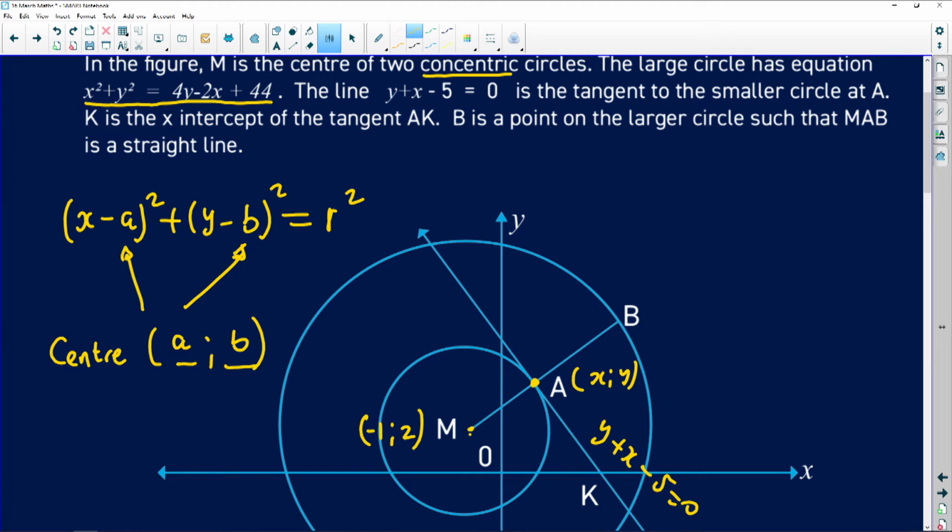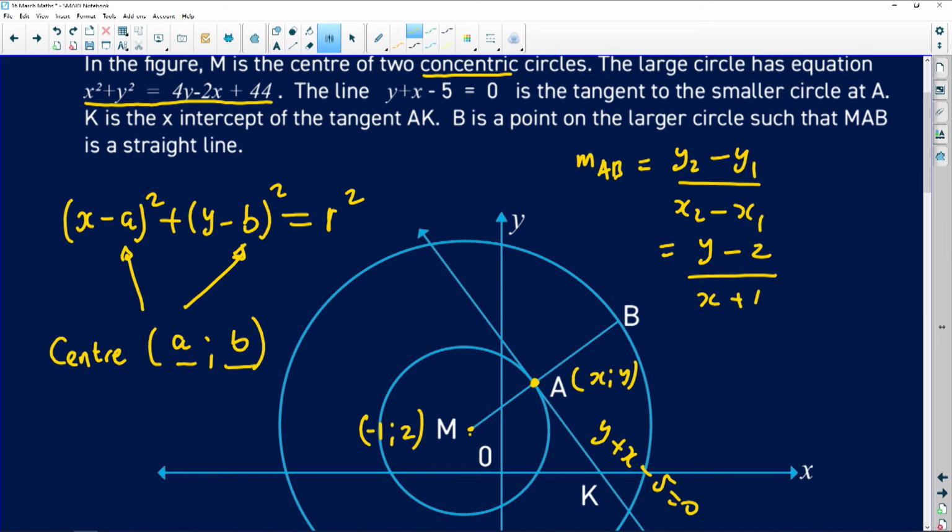Now if you look at that thing that you're currently looking at, we know that the gradient of AB is y2 minus y1 over x2 minus x1. But we don't know what the x values are for that. So I'm going to simply say my y2 here is y, minus my y1, which is 2, over my x2, which is x, minus my x1, which is minus 1. So I'm going to have plus 1. So this is the gradient of that line AB.